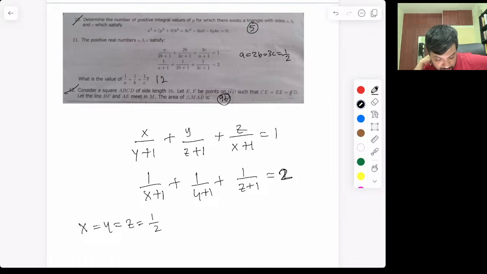So we have to do some AMGM inequality, but how will we take it? I think we need to put a constraint. What constraint will I put? I think I can use 1 by x plus 1, 1 by y plus 1, 1 by z plus 1, and then I can bound. Like, I think I did that earlier actually.